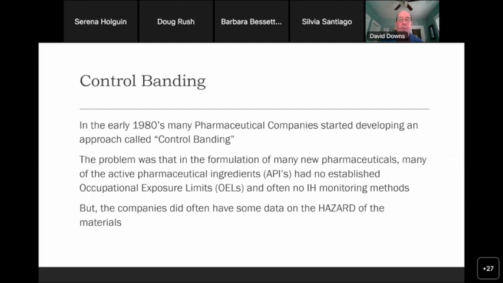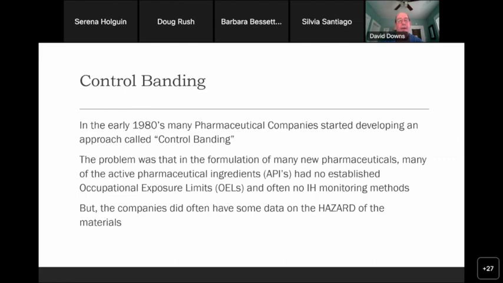The problem that control banding helped to solve for them was in the formulation of the new medicines that the pharmaceutical companies were trying to develop. This also came at a time when there was a rapid increase in the number of chemicals that were being looked at as medicines. But for many of those, the active pharmaceutical ingredients, or APIs, had really no established exposure limits, and oftentimes also had no established industrial hygiene monitoring methods.